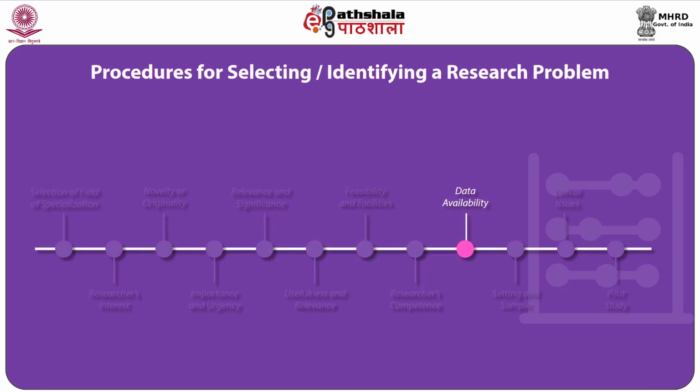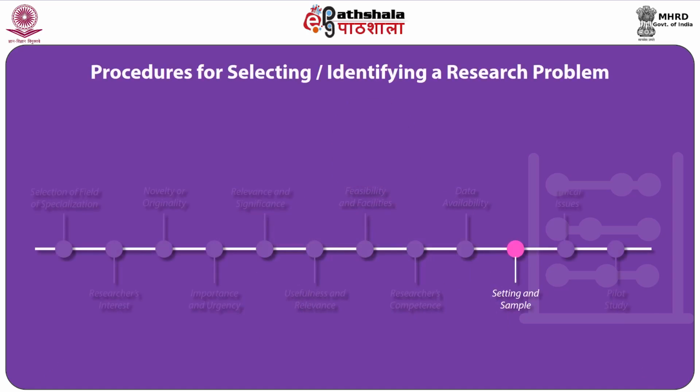Data availability also has to be taken care of before selecting the research problem. Researchers should look into the feasibility of collecting primary data from the respondents for the selected topic. In the case of secondary data, the researcher should make sure that the needed data is available in published format and also in a suitable format for this study.